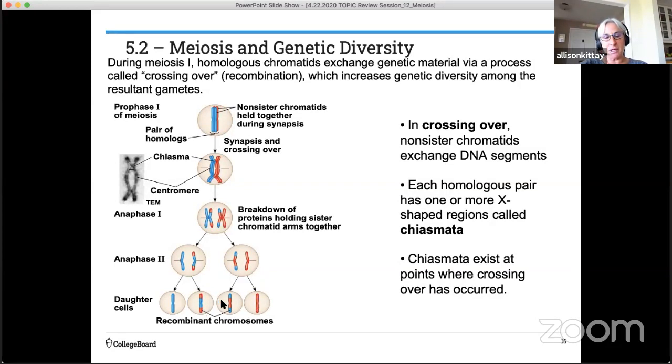And then the ones that have different pieces of DNA are the recombinants because they have pieces of DNA from both of those chromosomes. So that is the major event that occurs that makes meiosis 1 different from mitosis. Prophase 1 is where the action is. It's where that extra genetic variation is introduced from the process of crossing over.